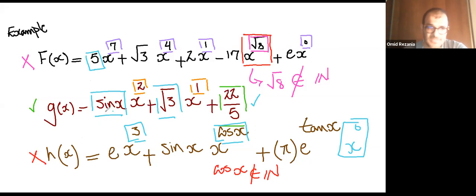Although in some textbooks you see that they put restrictions on the coefficients, that they should also be real numbers, we focus our attention on the exponents of the variables, which must belong to the natural numbers. Then I'm going to go to the next page, the very last example.